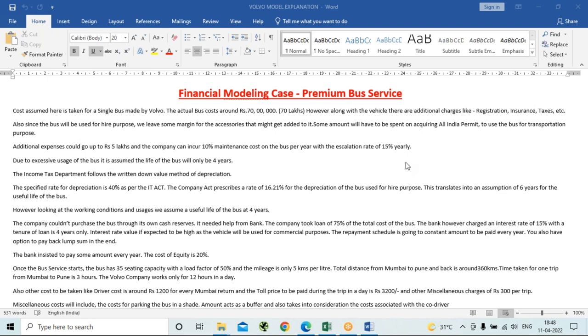Yeah. So it says that the cost assumed here is taken for a single bus made by Volvo. The actual bus costs around rupees 70 lakhs. However, along with the vehicle, there are additional charges like registration, insurance, taxes, etc. Also, since the bus will be used for a higher purpose, we leave some margin for accessories that might get added to it. Some amount will have to be spent on acquiring an all India permit to use the bus for transportation purposes. So all these additional expenses could go up to 5 lakhs, and the company can incur 10% maintenance cost on the bus per year with an escalation rate of 15% yearly.